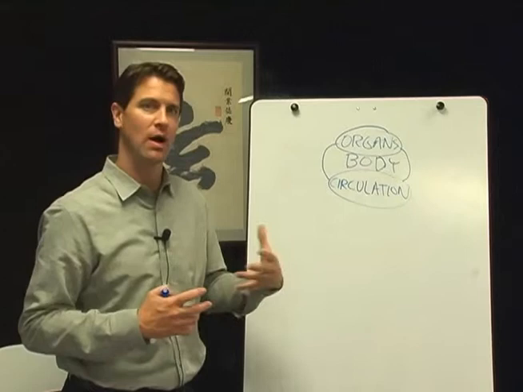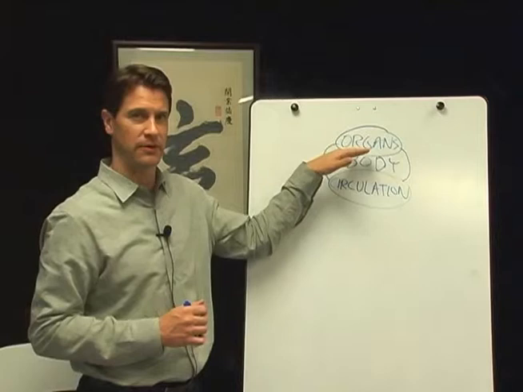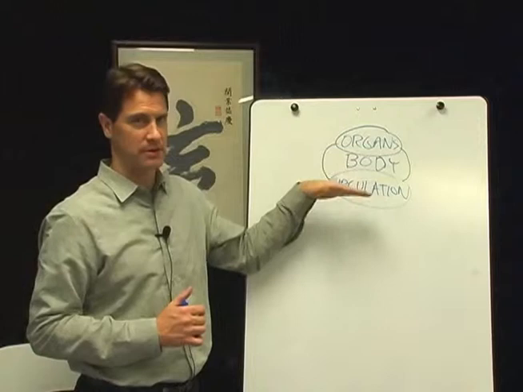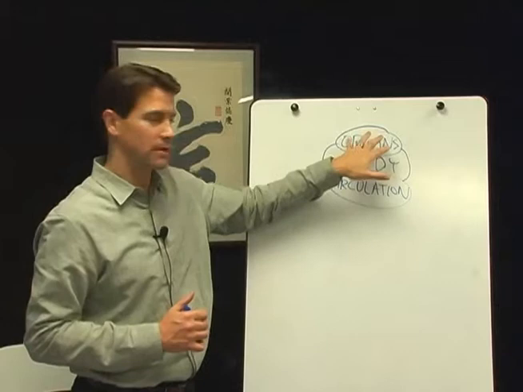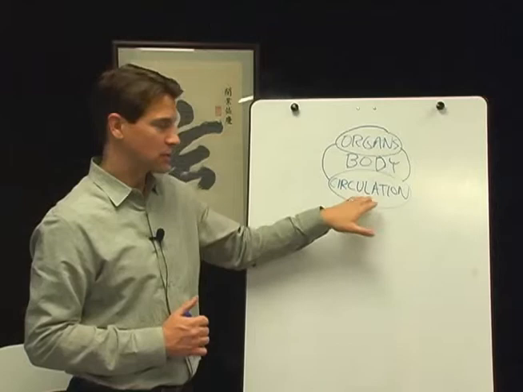And of course, the glandular system would fall under this category. The muscular system would fall under this category. The nervous system falls under this category. The skeletal system fits under this category. Pretty much everything that we're talking about structurally in the body is determined to a certain degree and interrelated with the organ system. Secondly, you have circulatory function.